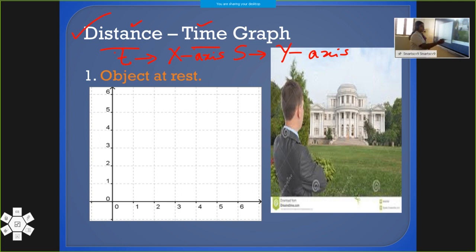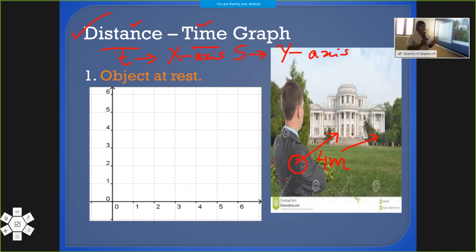So here in this picture you can see a man looking at a building. A building is here, and this man is the origin. You know what origin is? It's a reference point. The building is at a distance of maybe 4 meters. Suppose it is at a distance of 4 meters from the origin, that is the man. So how can we identify the position? The building is at a distance of 4 meters from the origin.